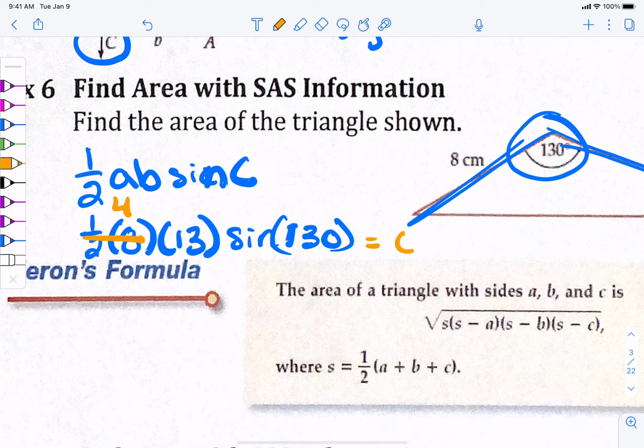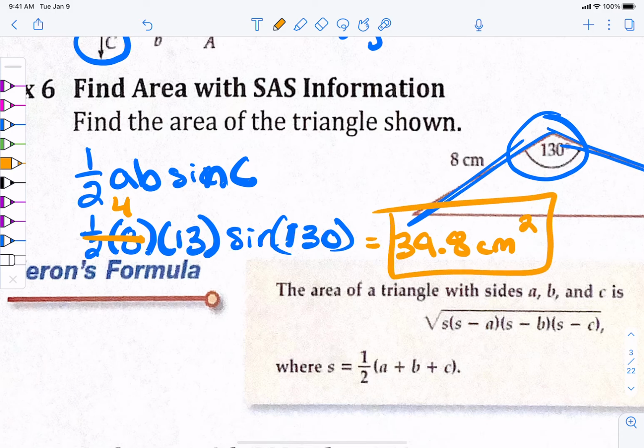62 exactly. I don't know, I did that in my head. Oh. That is, I think 52. 52 sine of 130. What is it? 39.8. 39.8 centimeters. I know. So centimeters squared, because we're finding the area, right?